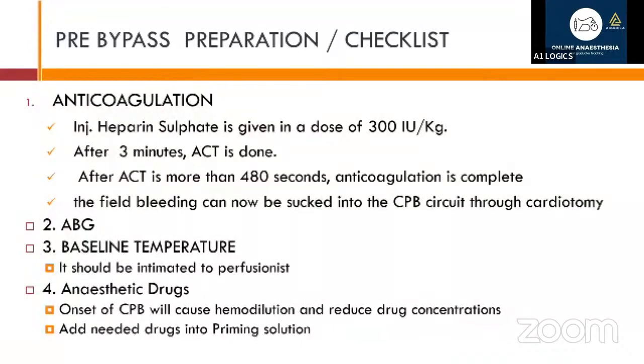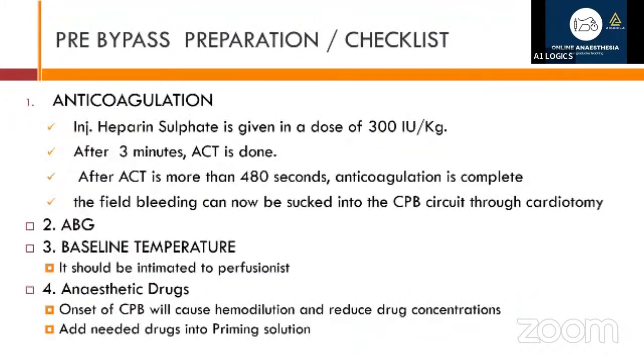The field bleeding can be sucked. Whatever bleeds after the ACT becomes 480 can be sucked into the CPB itself, and there is no blood wastage at all. So the blood salvage can be started as soon as the anticoagulation starts.